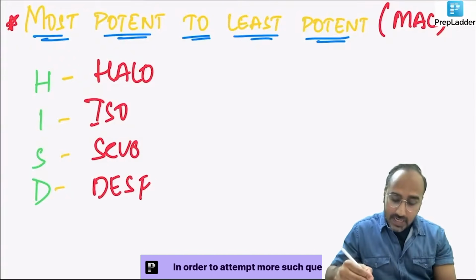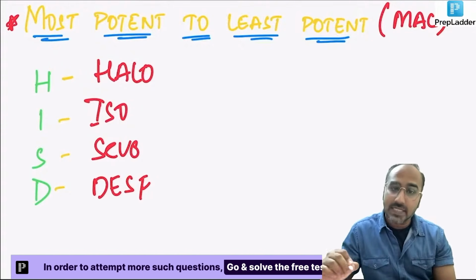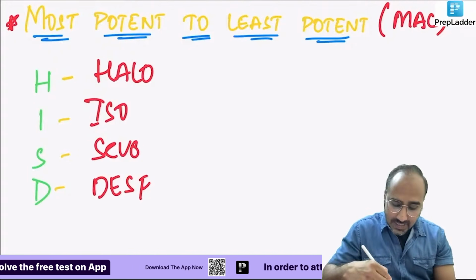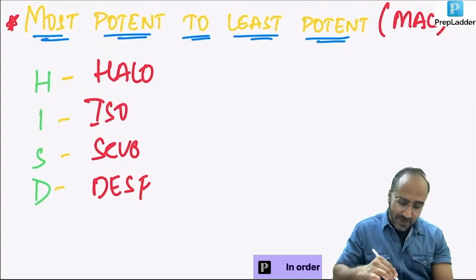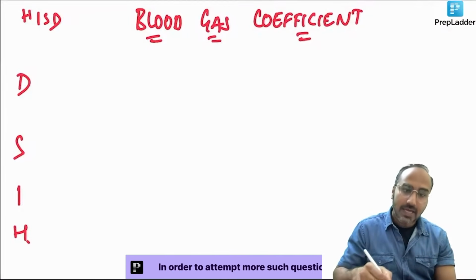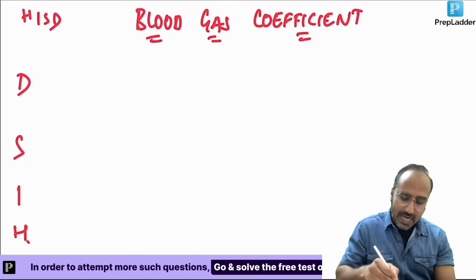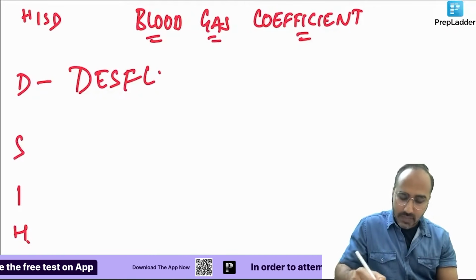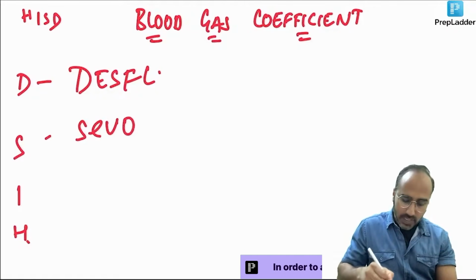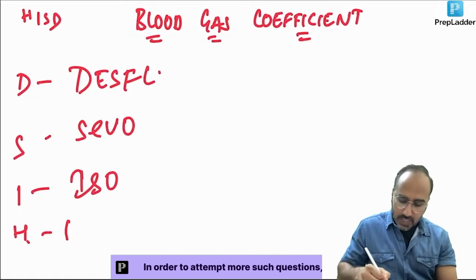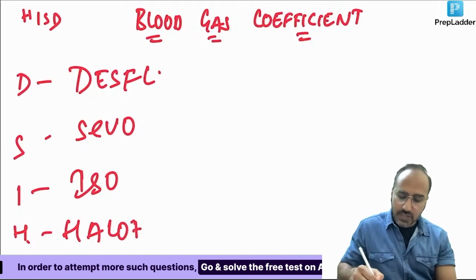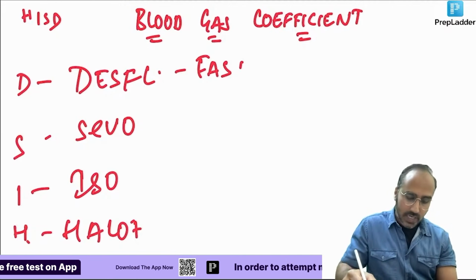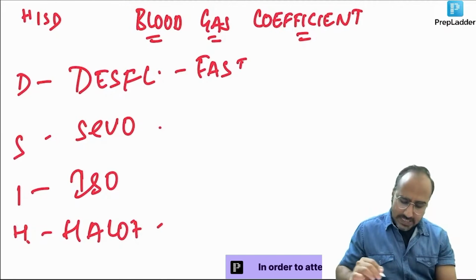Now, the question is asking you about which is the fastest. Again, fastest has nothing to do with the MAC. But if you read this in the opposite direction, you will get the fastest acting. Opposite direction, it comes as DSIH. D stands for desflurane, S, sevoflurane, I, isoflurane, H, halothane. So which is the fastest among these? Fastest is desflurane. And slowest among these is halothane.